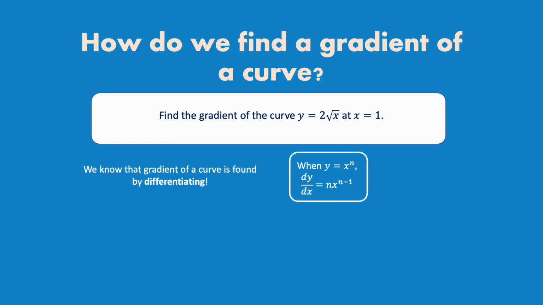So now, if we look at this, we need to remember that's written as root x. It doesn't have a little numerical power. It's not in the form x to the n. So we need to fix that first. So root x is the same as x to the power of a half, okay? So 2 root x is 2x to the power of a half.